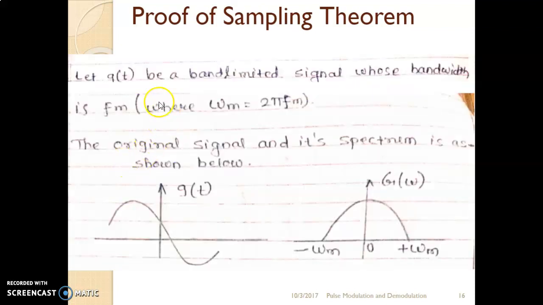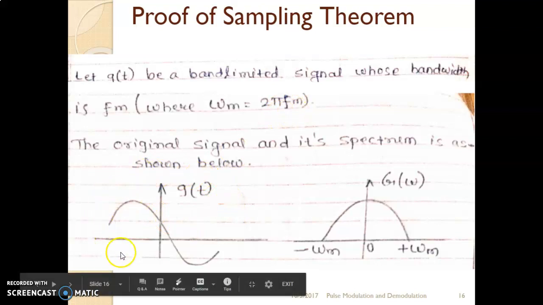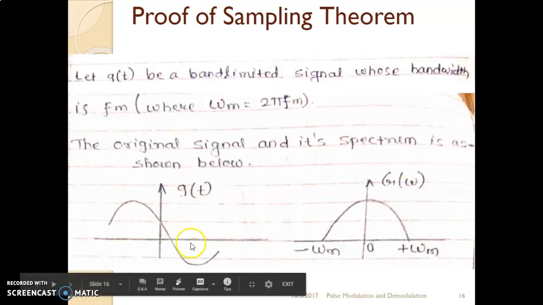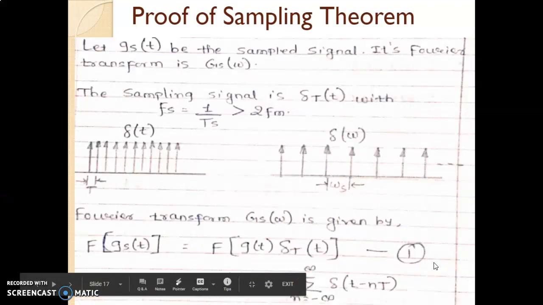Now let us consider the proof of the sampling theorem. Let g of t be the band limited signal whose bandwidth is omega m, where omega m is equal to 2 pi fm. I have considered this signal g of t as a band limited signal, and if we see its spectrum, it will look like this, with frequency from minus omega m to plus omega m.